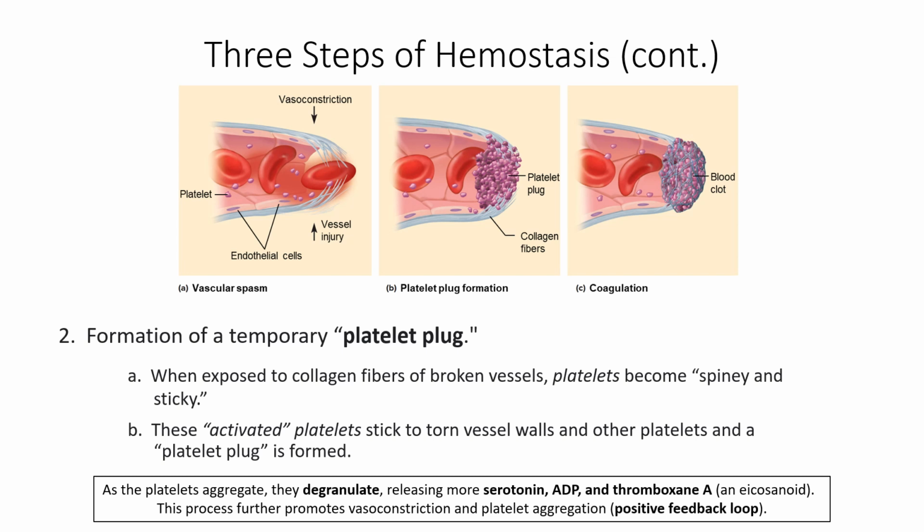You get activation of platelets, they release their serotonin and ADP and thromboxane, which, remember, serotonin promotes vasoconstriction, and ADP and thromboxane A are going to stimulate further platelet activation and degranulation. Positive feedback.